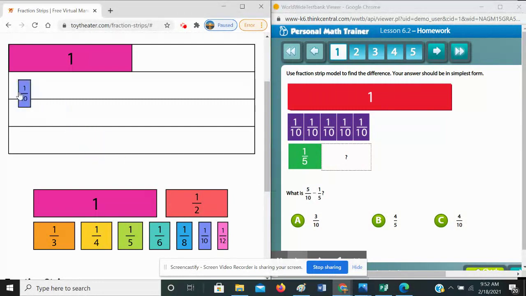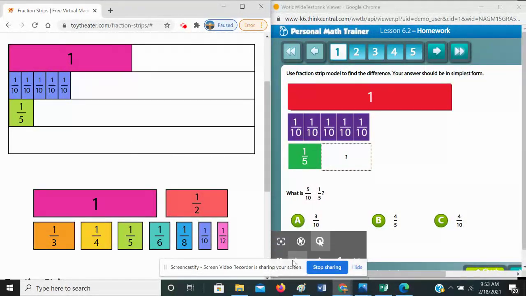So I'm going to do the same thing over here on my model. I have 1/10, 2/10, 3/10, 4/10, and 5/10. And I'm going to take away 1/5. So I'm going to put that on the bottom. The other day we put it on the same line because we're adding. Now, since we're subtracting, we have to put it below.